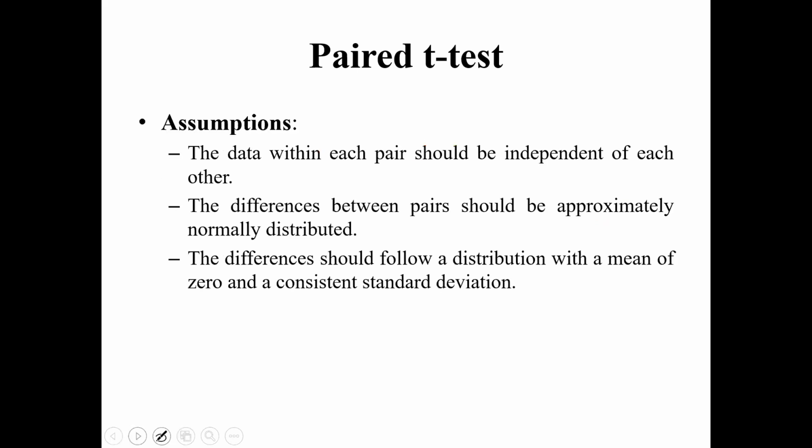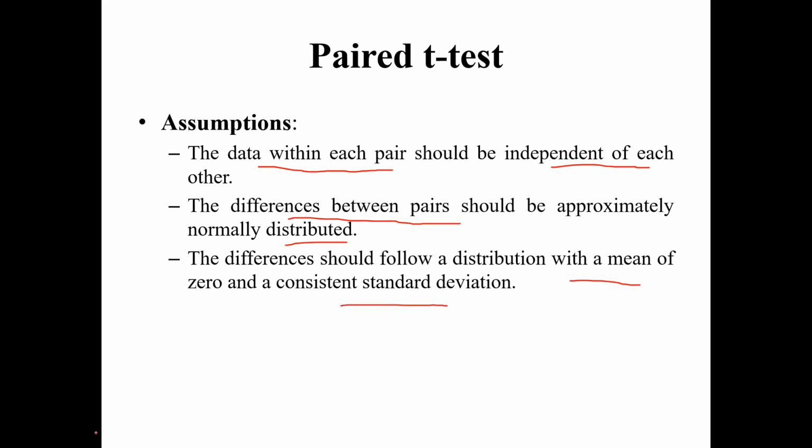Then we need to understand what the assumptions are. We need to understand a few assumptions. First, data within each pair should be independent of each other. Second, the differences between pairs should be approximately normally distributed. The differences should follow a distribution with a mean of zero and consistent standard deviation.